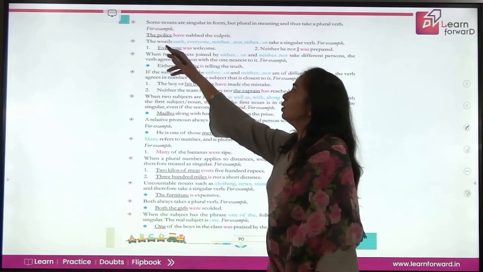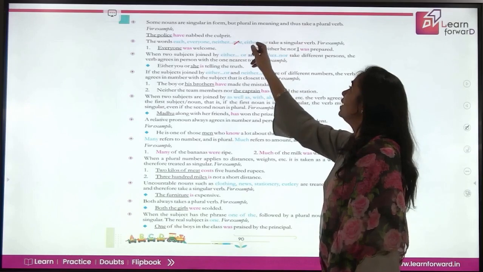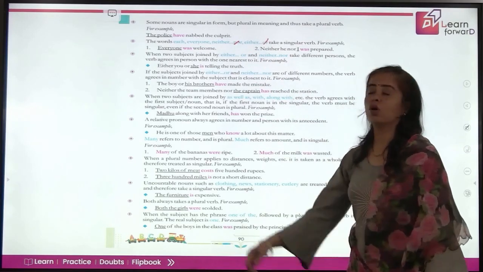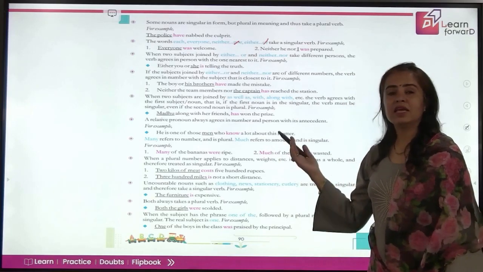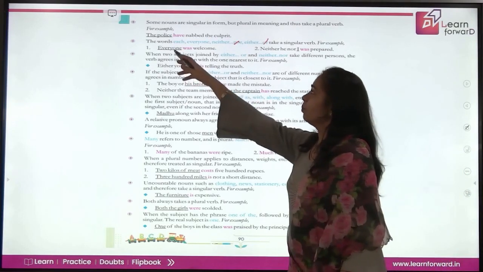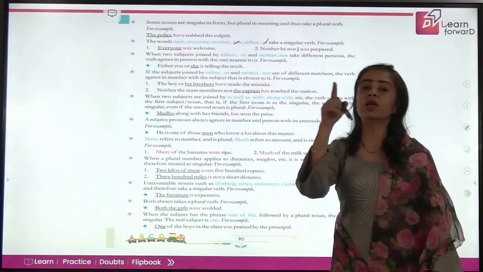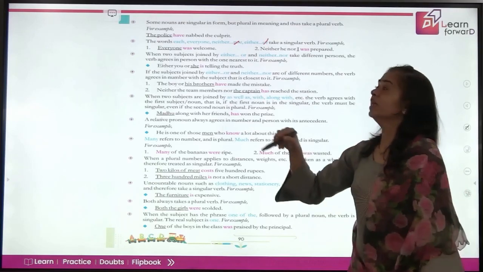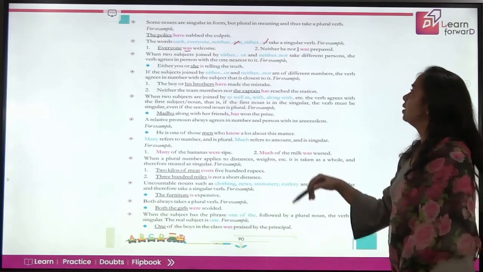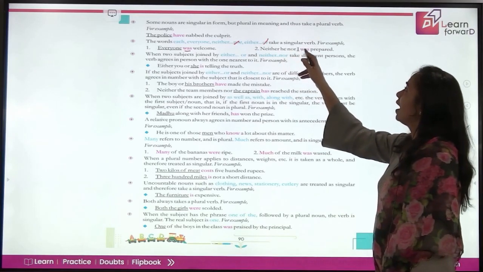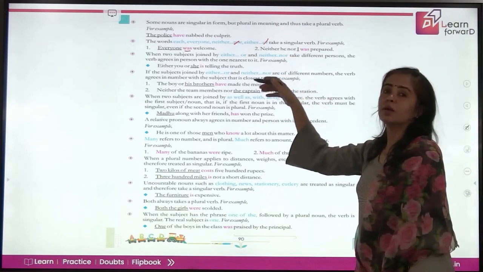Coming to next, the words each, everyone, either, neither, only either, neither, without nor or. These will be taking a singular verb. For example, everyone, although we are talking about all here, but we are talking about them individually, everyone, each. So this will take a singular verb. Everyone was welcomed. Neither he nor I was prepared. Here we are using neither nor. So this will come in the next rule.